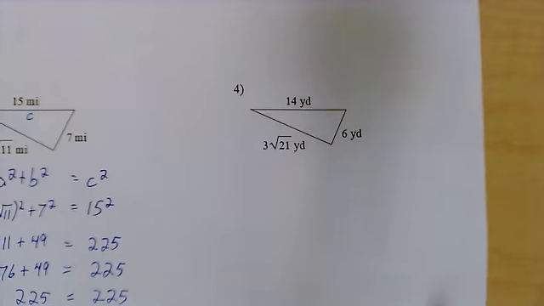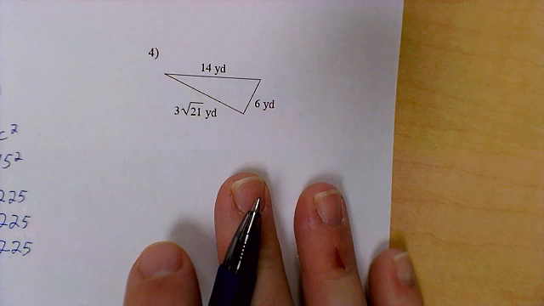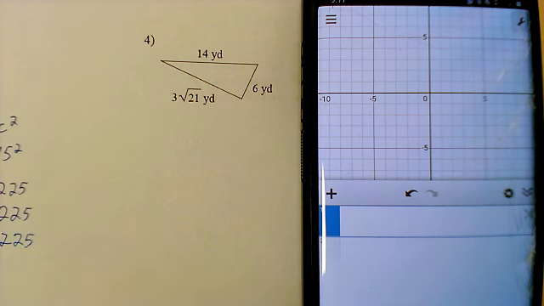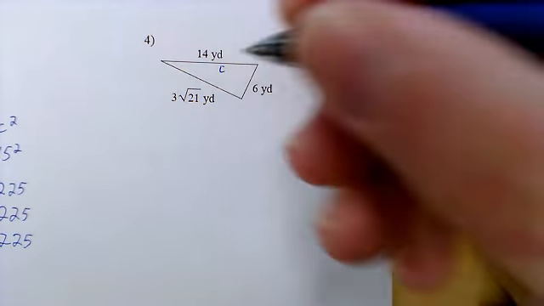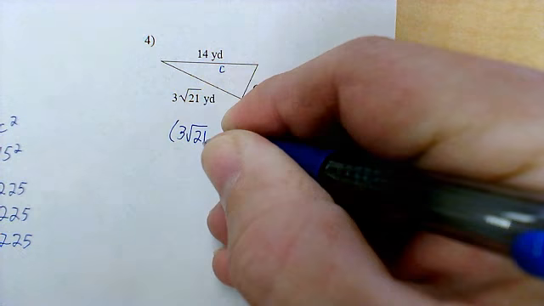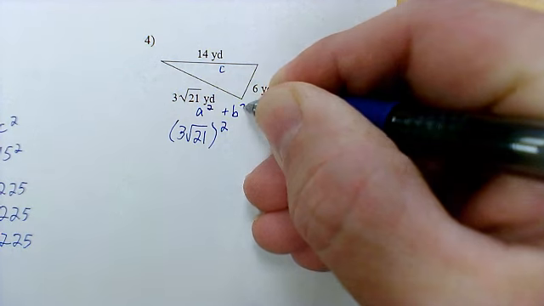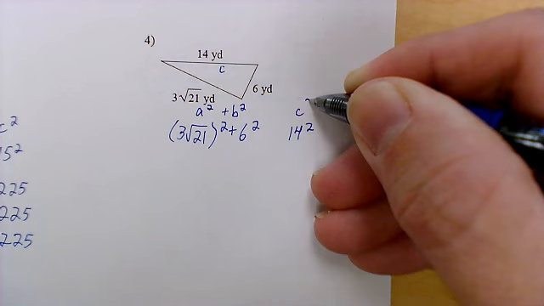That moves us into our last example, which is example 4. Yet again, I'm going to check that 3 root 21 is not longer than 14. 3 root 21 is about 13.7. Yes, it's shorter than 14. So 14 is going to be my c yet again. Well, it's not the hypotenuse since it's not a right triangle. So 3 root 21 squared is going to be my a squared plus b squared, so it's going to be plus 6 squared. And 14 squared is going to represent my c squared.